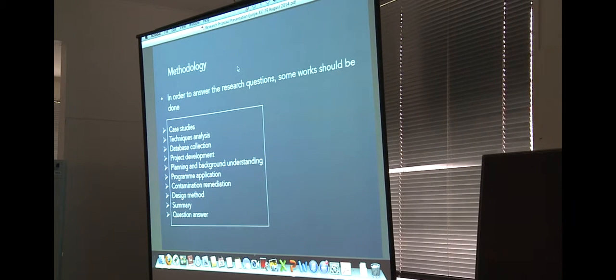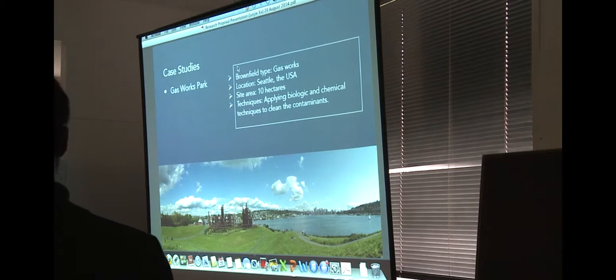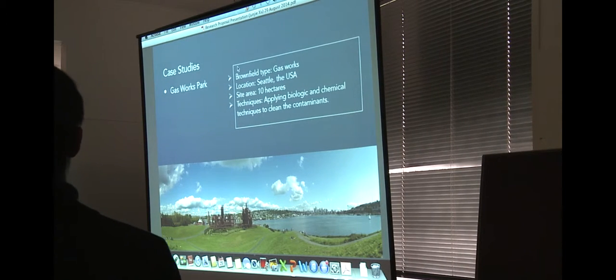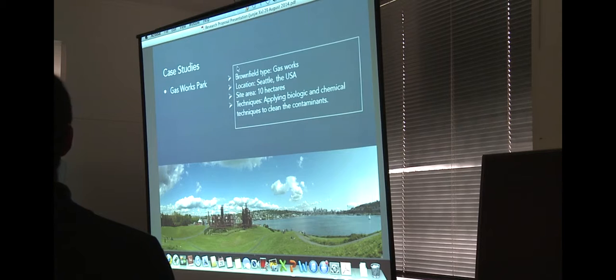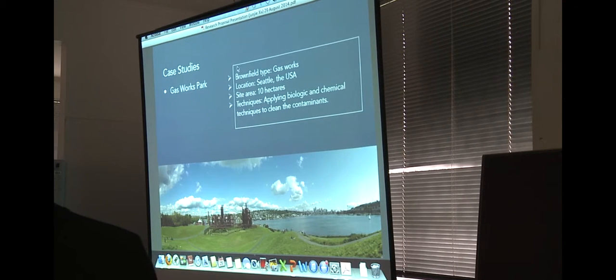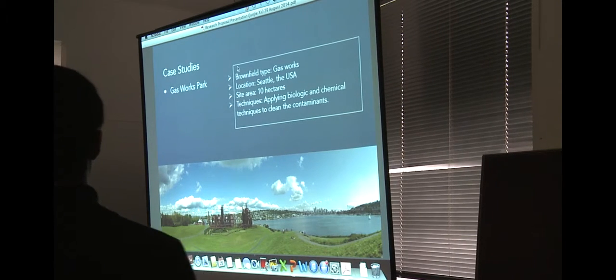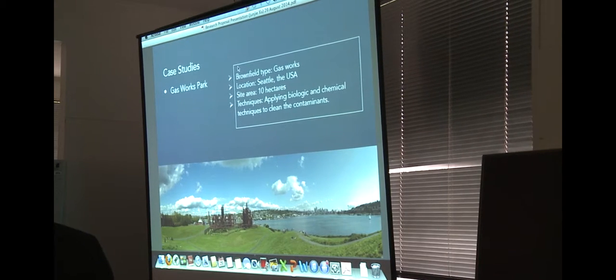The first step is to do case studies. Gas Works Park is a famous precedent of transforming a brownfield site into a park. The designer used biological and chemical techniques to clean the soil.